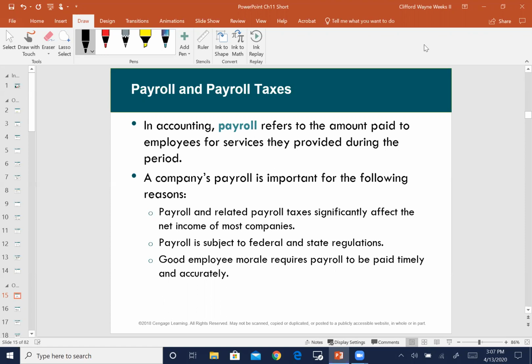The next thing is payroll is subject to a lot of rules, whether they're federal or state laws and regulations. And so we obviously don't want to break any rules or regulations. So it's important that we have a good payroll system. And finally, good employee morale requires payroll to be paid on time and accurately.